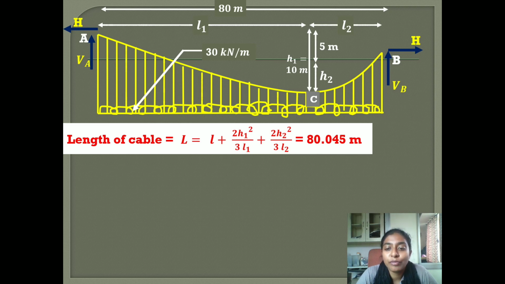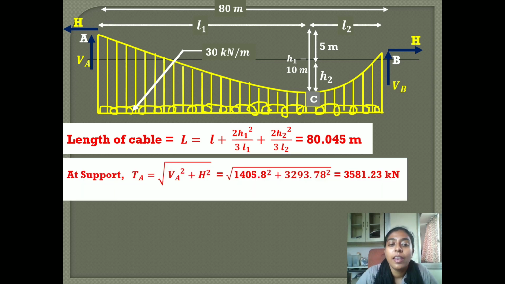Now we will find the length of the cable. We know the formula for finding the length of the cable is capital L is equal to small l, that is the span length, plus 2 h1 square by 3 l1 plus 2 h2 square by 3 l2. That is the span length plus 2 by 3 of h1 square by l1 plus 2 by 3 of h2 square by l2. So substitute the values, we get the length of the cable as 80.045 meter, and remember always the length of the cable will be greater than the span length.